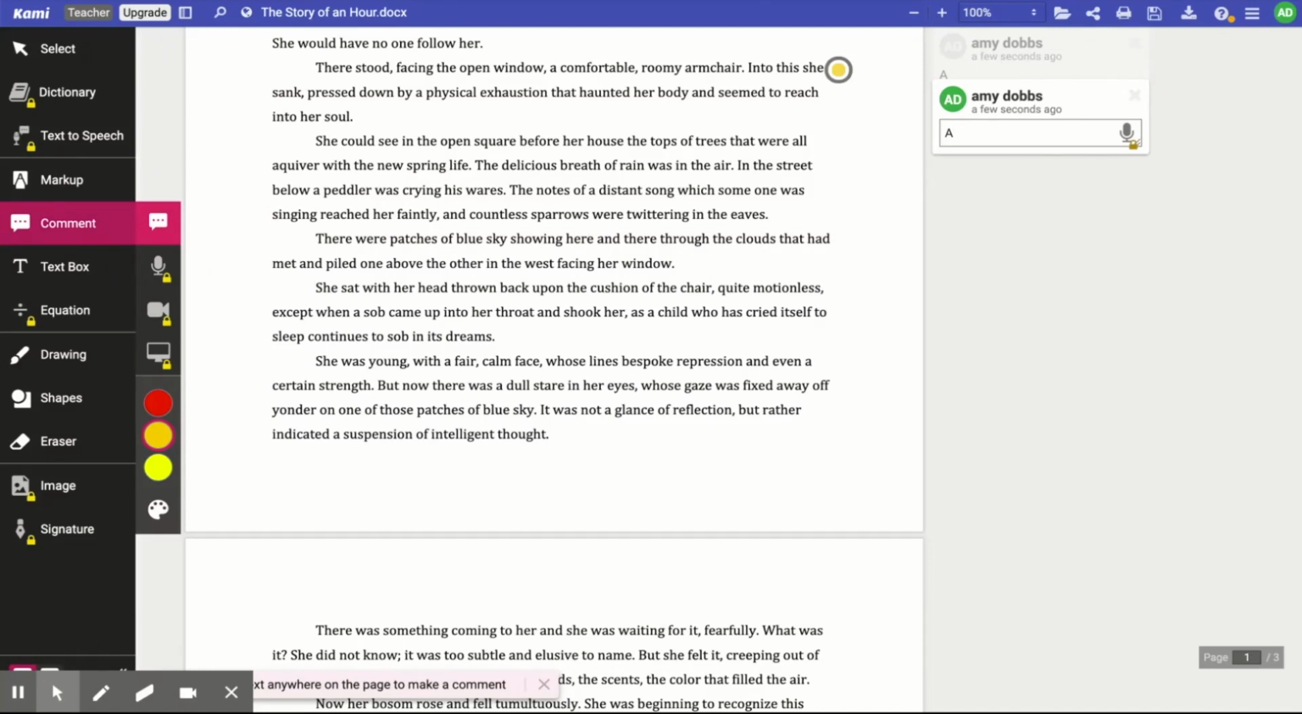There were patches of blue sky showing here and there through the clouds that had met and piled one above the other in the west facing her window. All right, so we could just sort of leave those as descriptions, but we could start again right here with her actions.